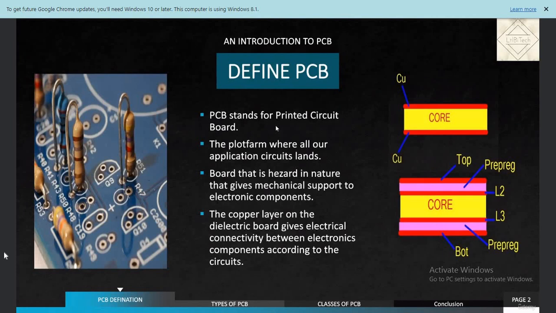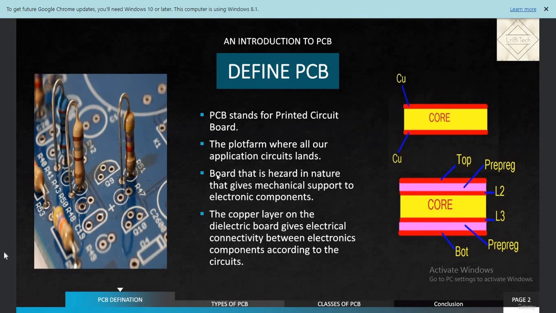In the second point you can explain that this PCB is a platform where all the application circuits land. If you have a power supply unit, a sensor unit, a buzzer unit, or any electronics application, at the end of the design you have to print all the circuits on this board. Here the board is a dielectric material. You can see in this picture we have the core, and on top of it we have copper, and at the bottom also we have copper.